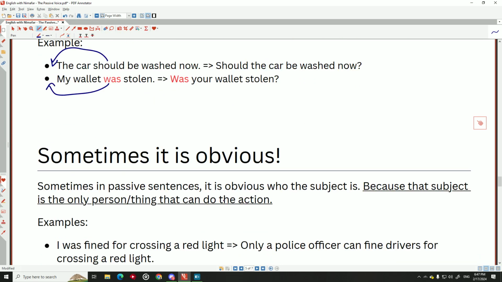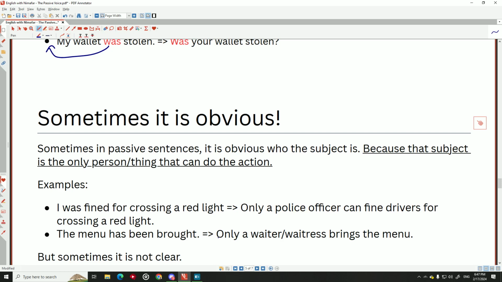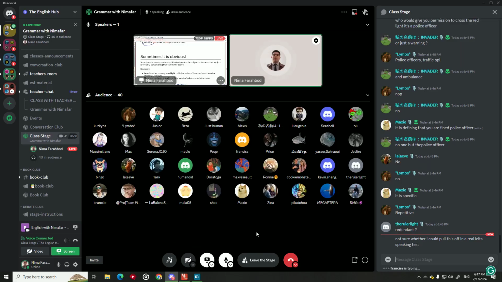Sometimes in passive sentences, it is obvious who the subject is because that subject is the only person or thing that can do the action. I was fined for crossing a red light. Only a police officer can fine drivers for crossing a red light. The menu has been brought. So, for example, a doctor brings the menu for you? No. A mechanic? No. What about a waiter, a waitress? Yes. So only a waiter or waitress, depending on the gender, brings the menu for you. So you don't need to say the menu was brought by a waiter because no one else would do that.